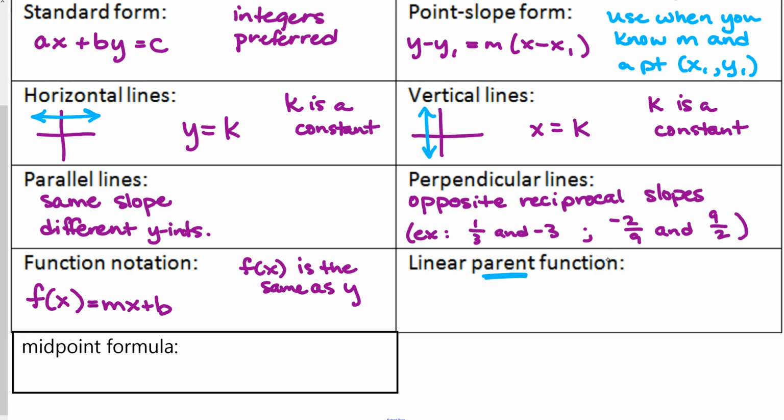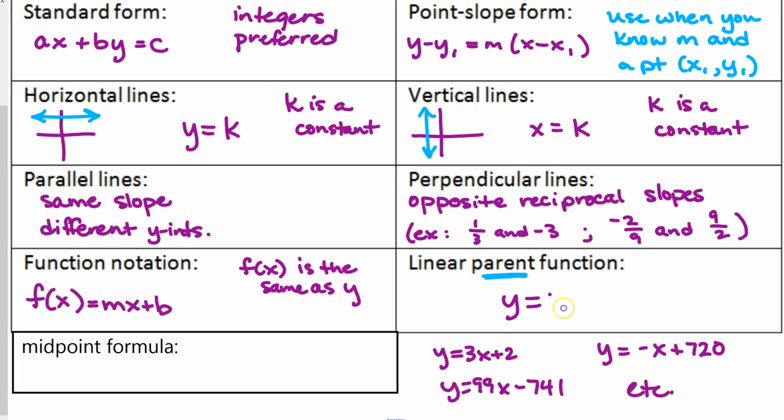A parent function is kind of the most basic of the function family. So if you think of the function family of linear functions as having things like y equals 3x plus 2, y equals 99x minus 741, y equals the opposite of x plus 720, etc., there are infinitely many, but which is the most basic one that all of the others kind of build off of? It would be y equals x. So we call that the parent function.